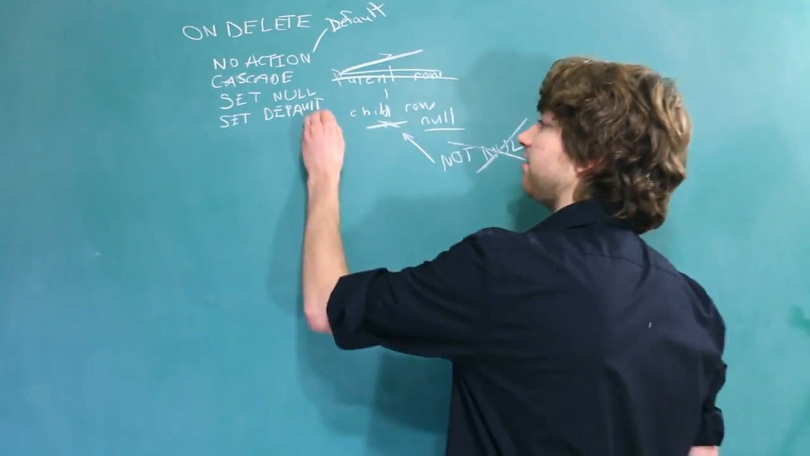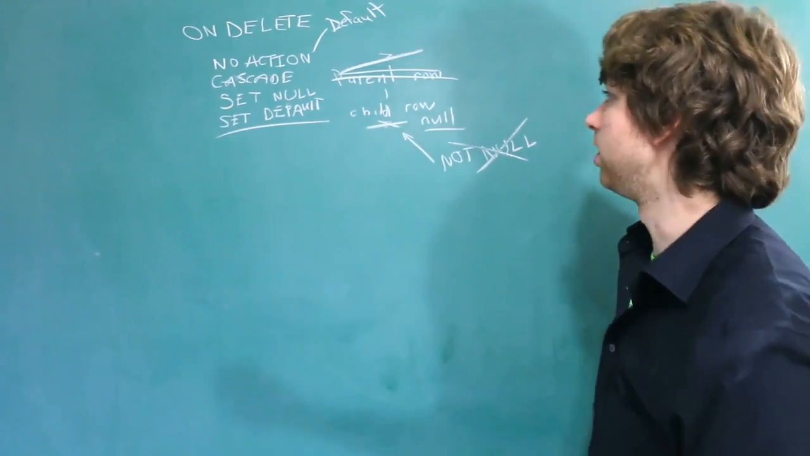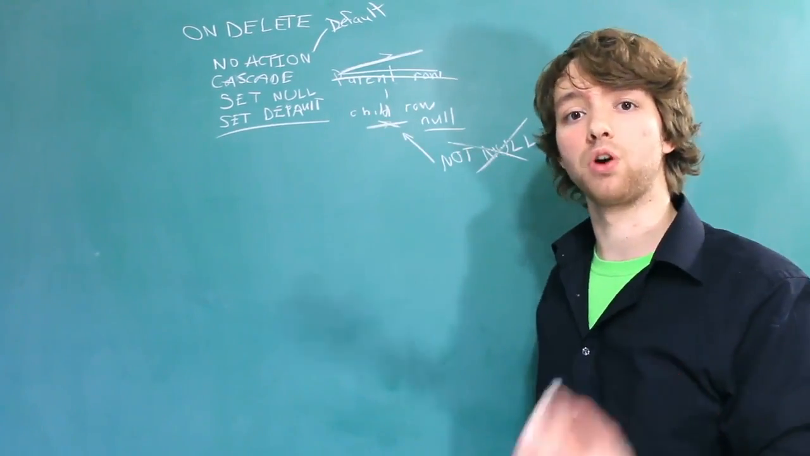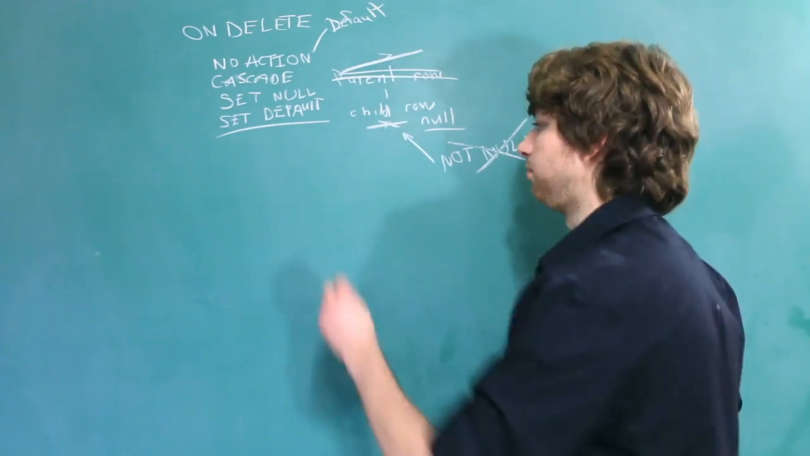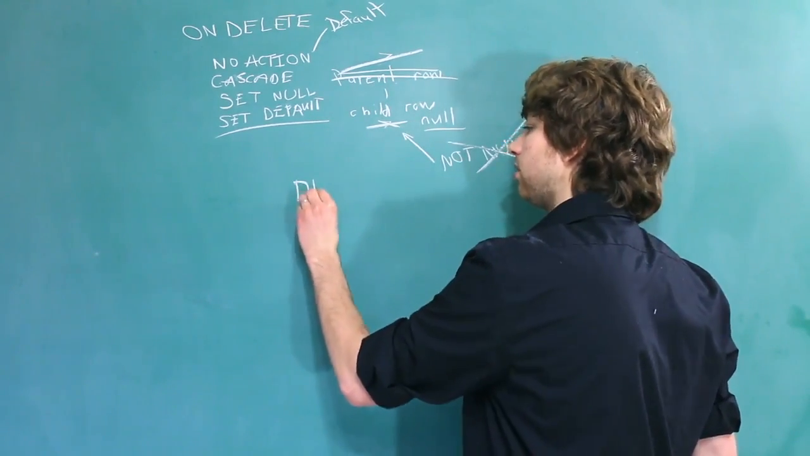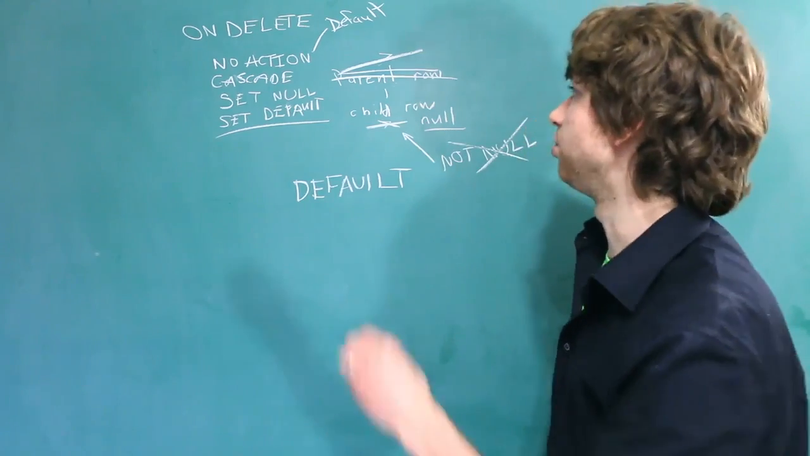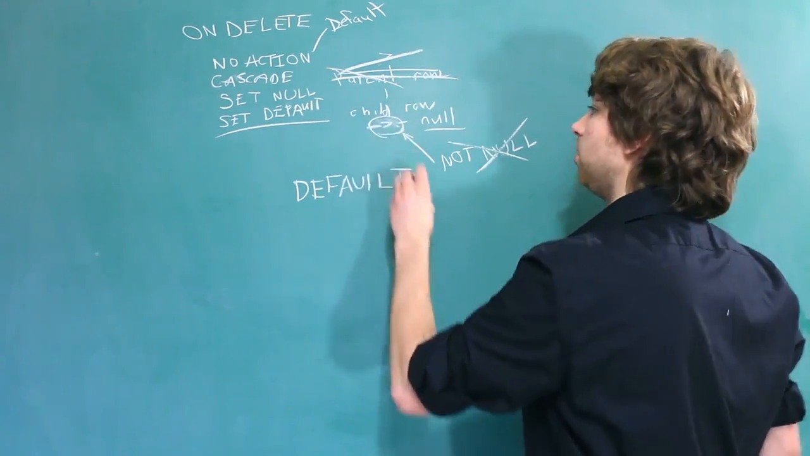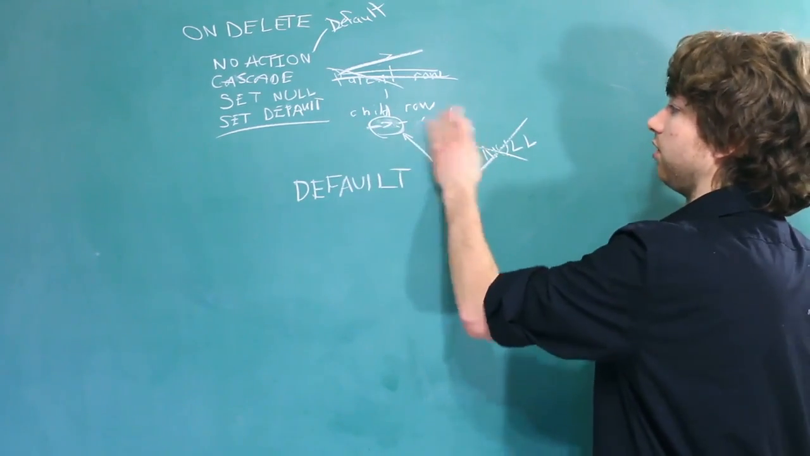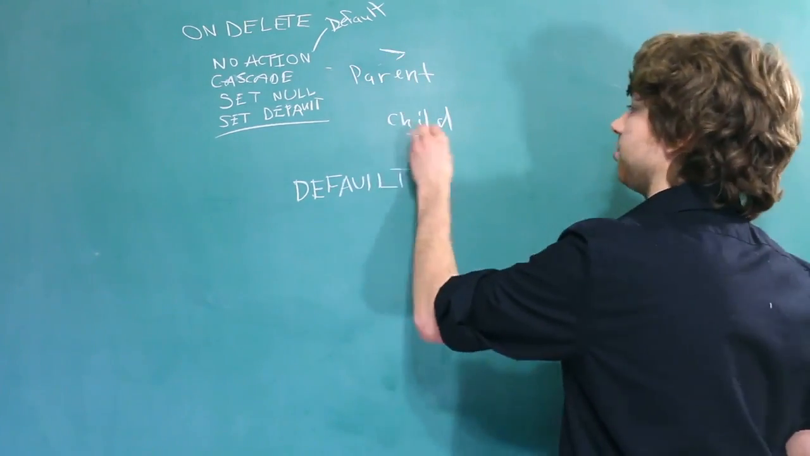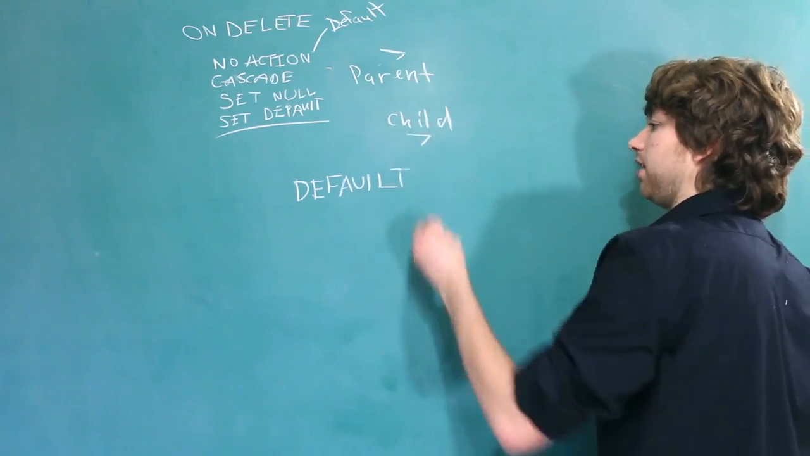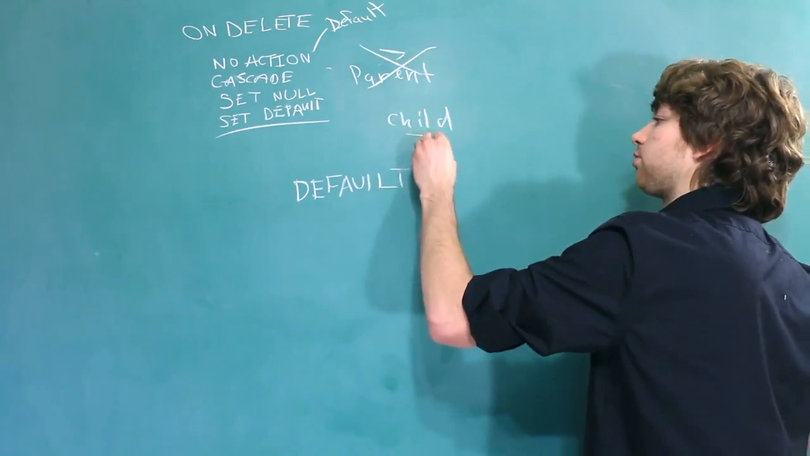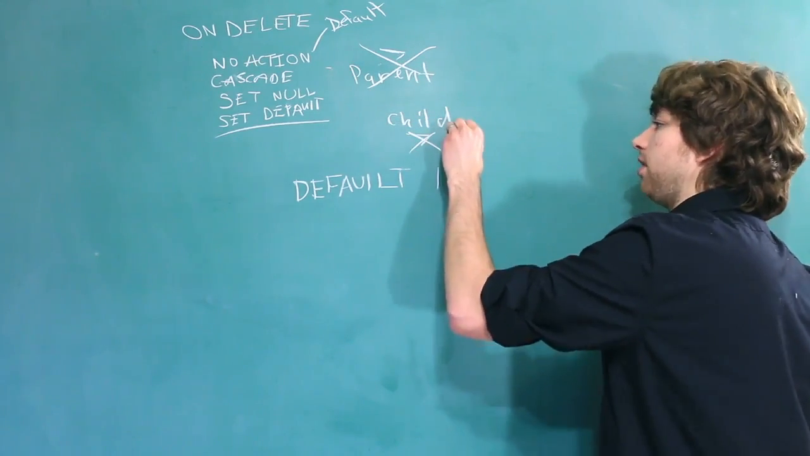Finally, we have set default. What that is going to do is set the column to whatever the default value is for that column. When you define the column, you can use the DEFAULT attribute and give it a value. And then when you delete the parent, that value of, like, originally it was 7 will be replaced with whatever the default is. So the parent has a value of 7, the child references that parent, and let's say the default is 1. We delete the parent row, the child reference is replaced with 1.